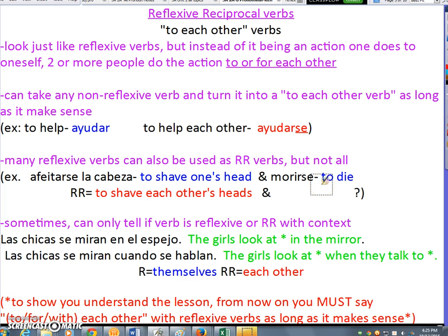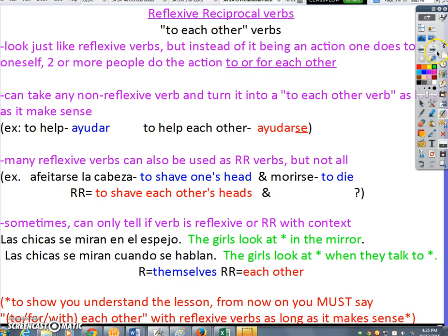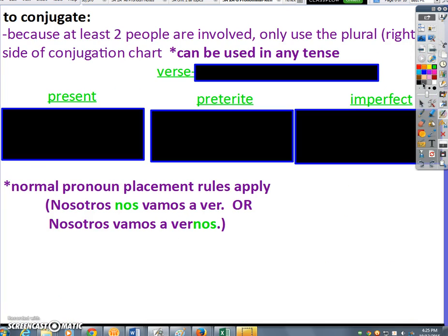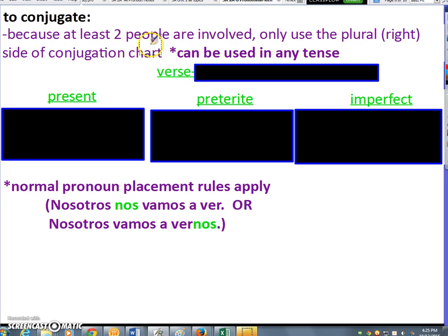But to show that you understand that reflexive verbs are sometimes "to each other" verbs, I want you to get in the habit of that for now. What else do we need to know? Well, we need to know how to conjugate reflexive reciprocal verbs. Because at least 2 or more people are involved, only use the plural or the right side of the conjugation chart. And they can be used in any tense.